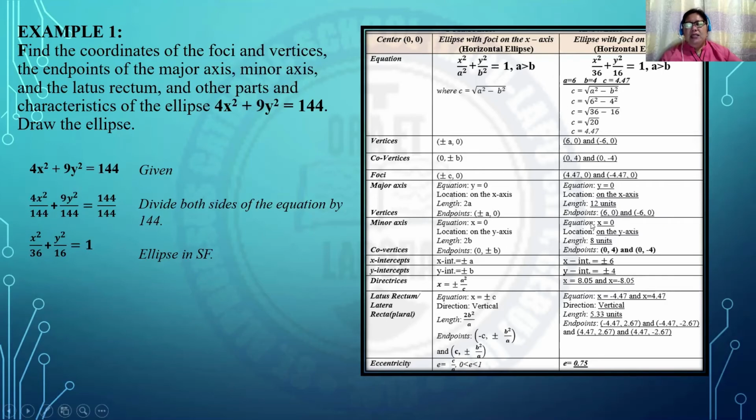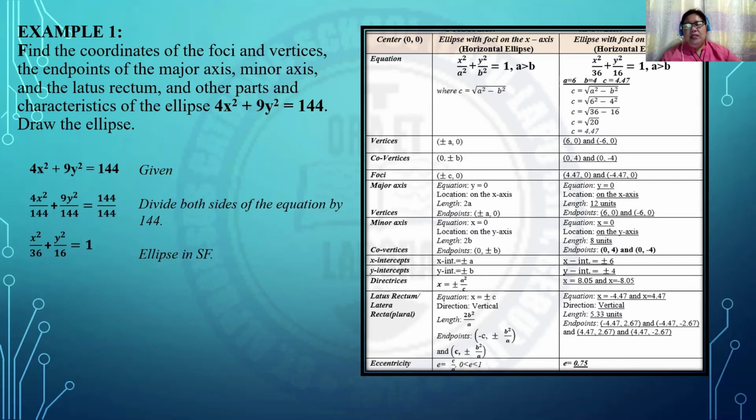For the minor axis, the equation is x is equal to 0, which is on the y-axis. The length of the minor axis is 8 units, that is 2 times b, and b is 4, so 2 times 4 is 8. The endpoints are 0, positive, negative b, so we have 0, 4, and 0, negative 4. For the x-intercept, we have positive, negative a, so positive, negative 6 is the answer. For the y-intercept, positive, negative 4.